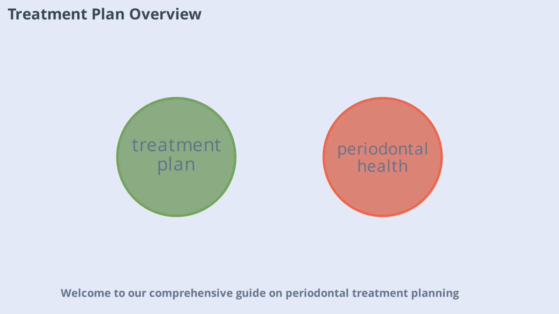Welcome to our comprehensive guide on periodontal treatment planning. The main goal of any treatment plan is to achieve total care, which means coordinating all procedures to create a well-functioning dentition within a healthy periodontal environment.